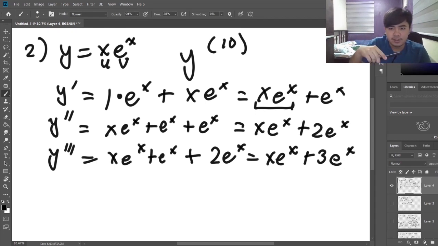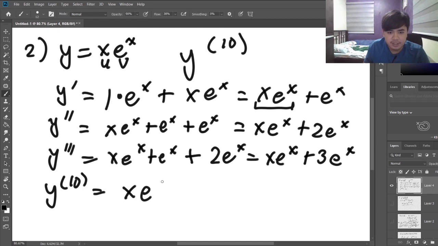So the first derivative, it's x e to the x plus 1 e to the x. And the second derivative, the 1 changes to 2, and then third derivative is going to be 3. So we can conclude here that the 10th derivative is going to be x times e to the x plus 10 e to the x. And that's the answer. You only need to find the pattern. It's not that hard. You just need to find the pattern.